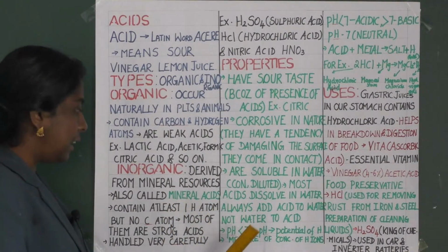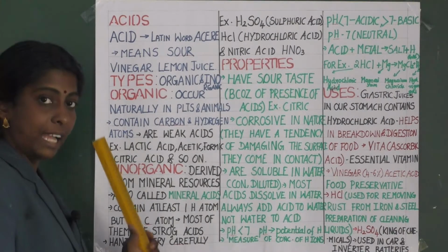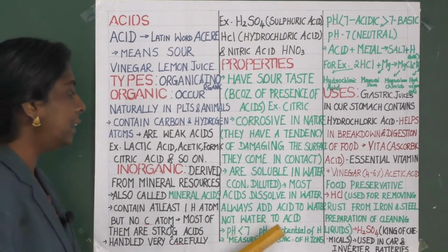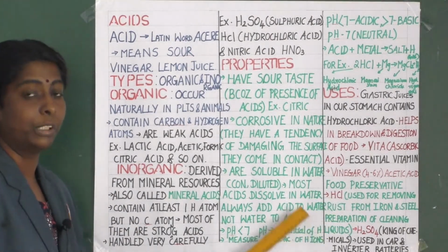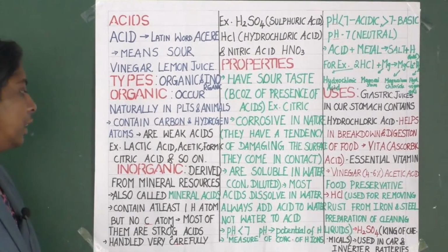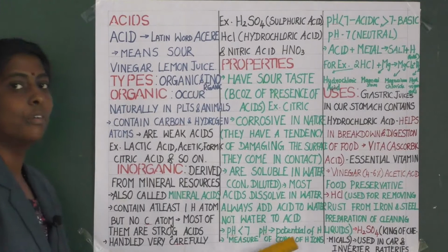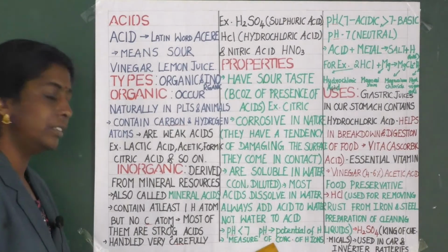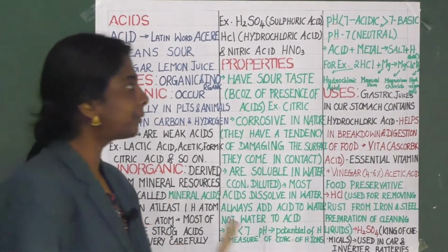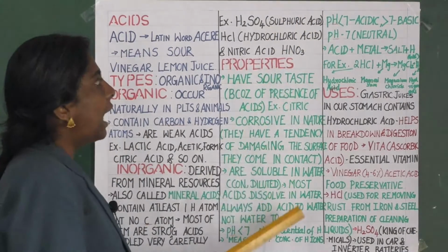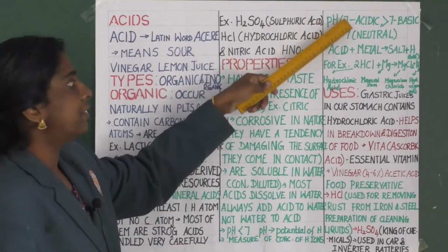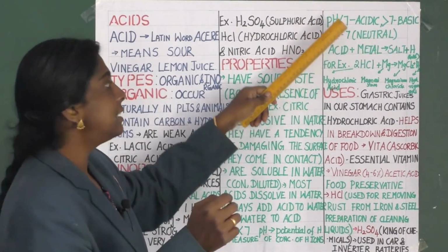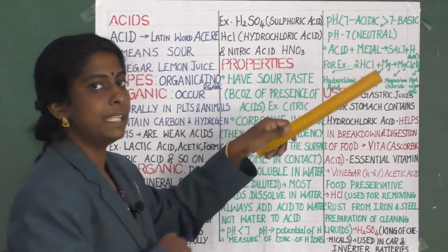Now about pH. For acids, pH is less than 7. What is pH? It's nothing but potential of hydrogen. It is a measure of the concentration of hydrogen ions. Clear? So it's a rule that if the pH is less than 7, that is acidic. And if the pH is greater than 7, then that is basic.